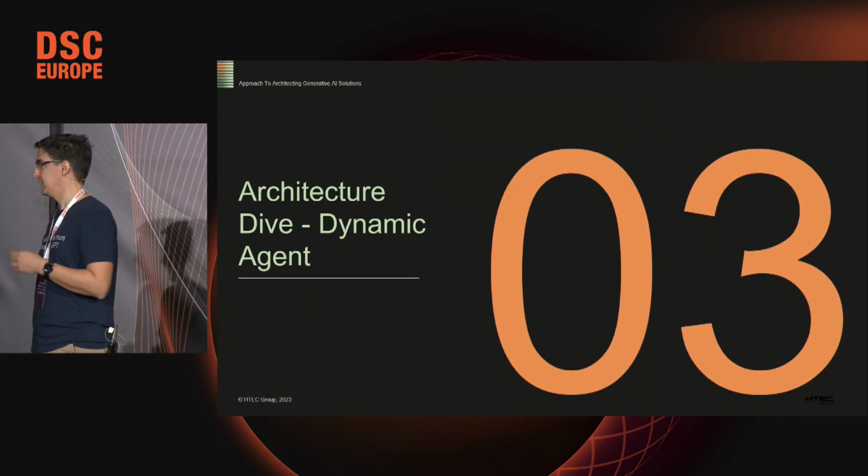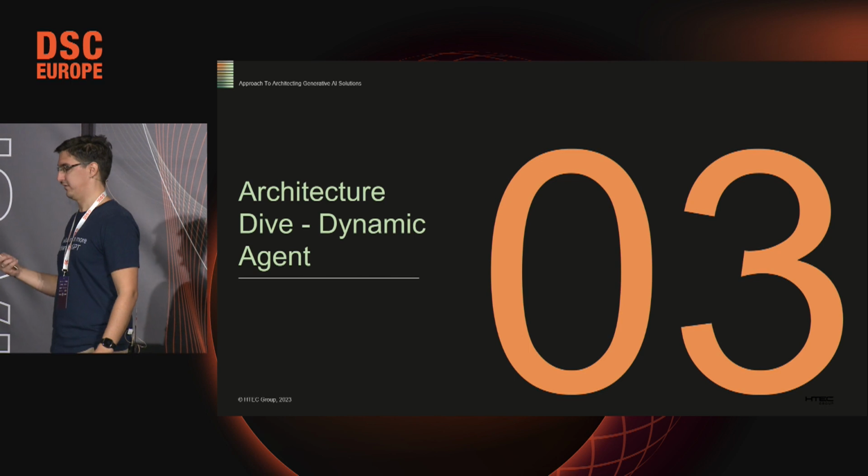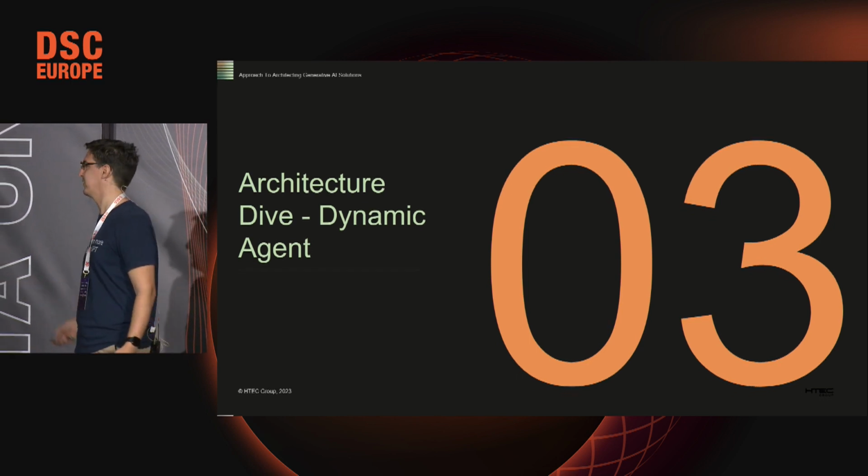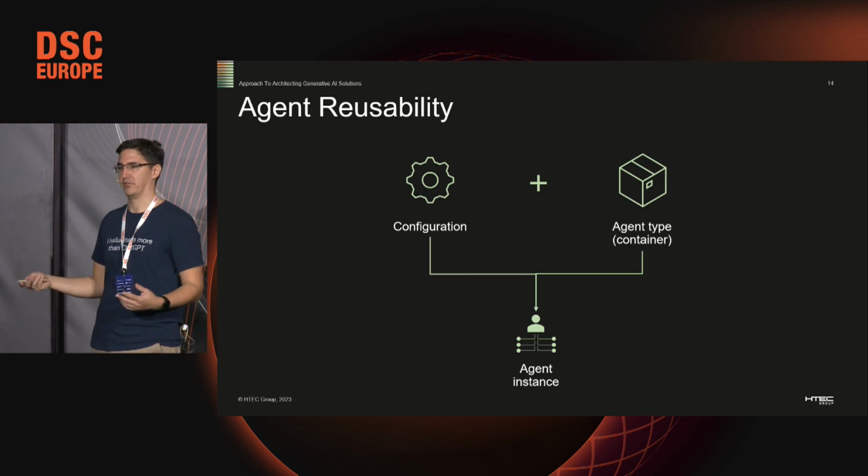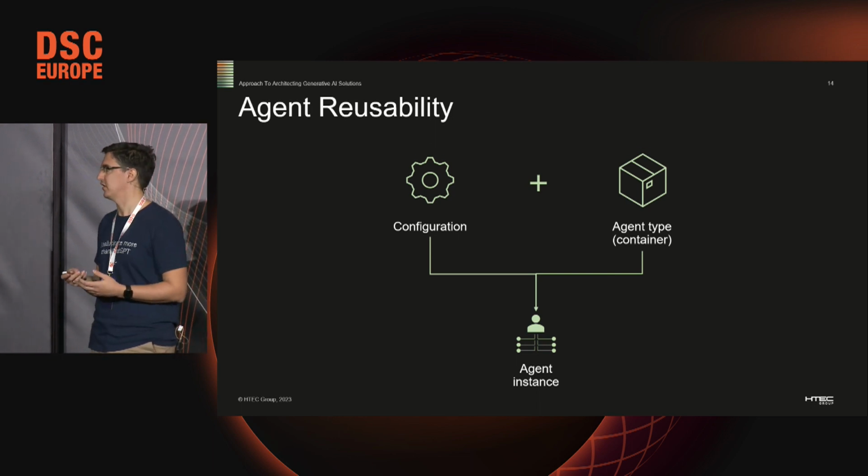So let's talk about the main course. When we build systems as software engineers and machine learning engineers, we need to think about reusability.